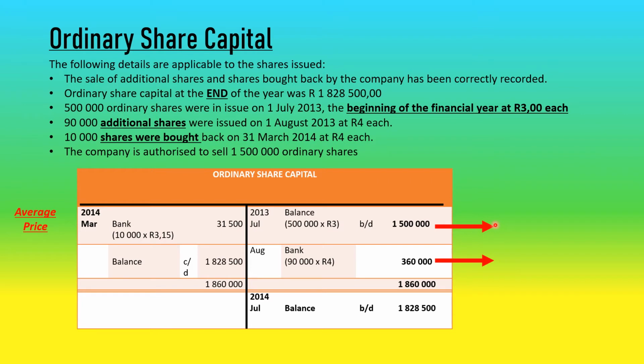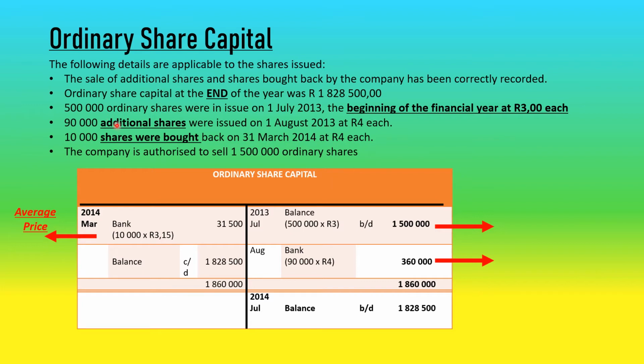Okay, so we understand now what ordinary share capital is. You understand why it's on the credit side, because it is a capital contribution for the company. We've talked about the balance at the beginning of the year. Then 90,000 additional shares were issued on the 1st of August. So when you issue shares, you get more money. When you're issuing shares, you're increasing your capital. Therefore, it would be on the credit side. You've got your 90,000 shares at 4 Rand, and therefore it is on the credit side.